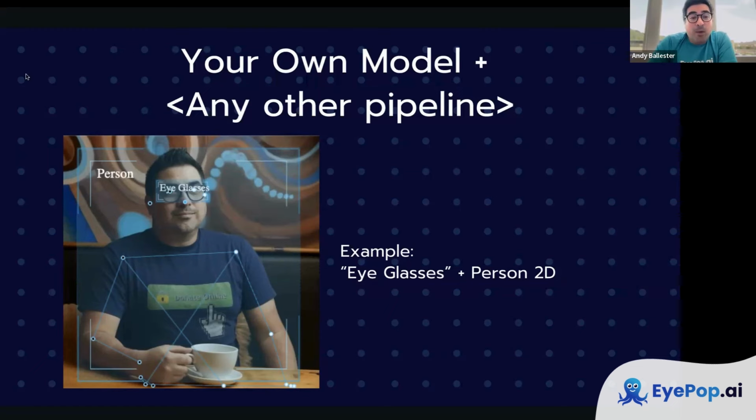And so in this example, this is the model that we'll be looking at today, finding the eyeglasses. And then I was able to, with a couple lines of code, just combine that with our person and 2D pipeline so that when I get my JSON result from my endpoint, I'm getting all of that data all at once, and don't have to make multiple calls.